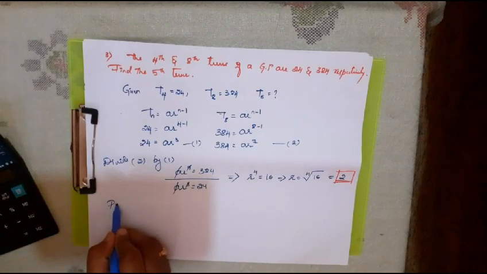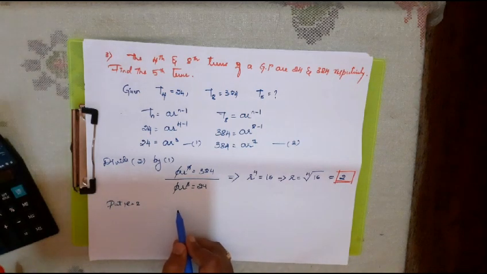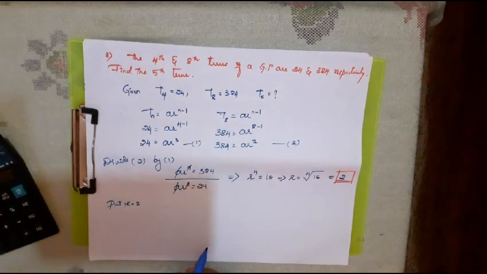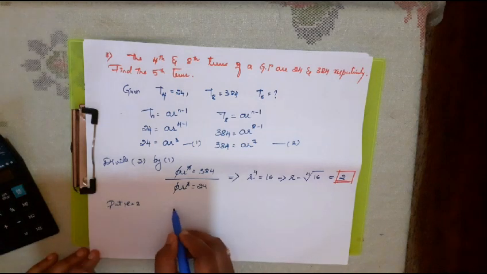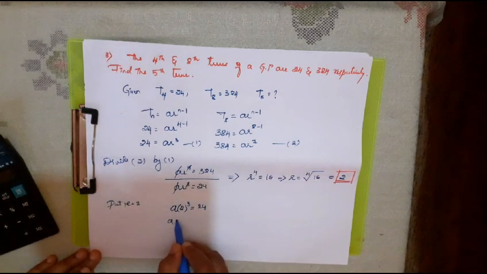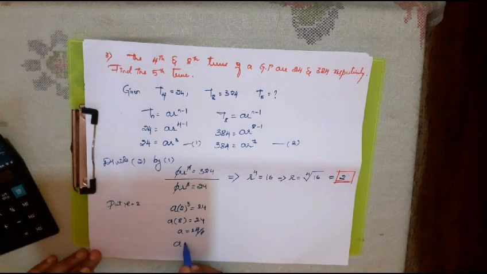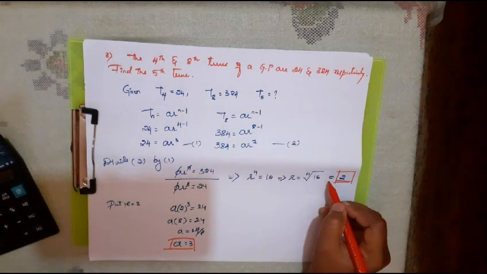So put R is equal to 2 in any one of the equations. I am taking the first one. So A times 2 to the power cube is equal to 24, so A times 8 is 24. A is equal to 24 by 8, so the value of A is 3. This is the value of R.